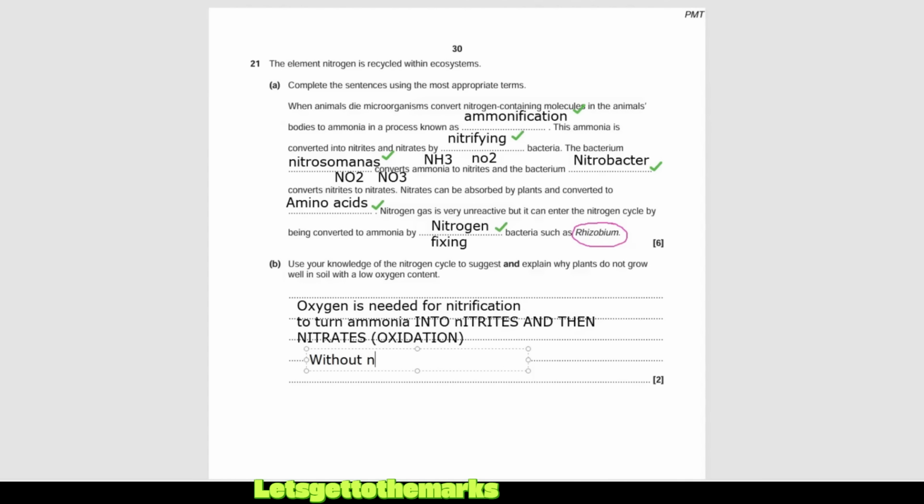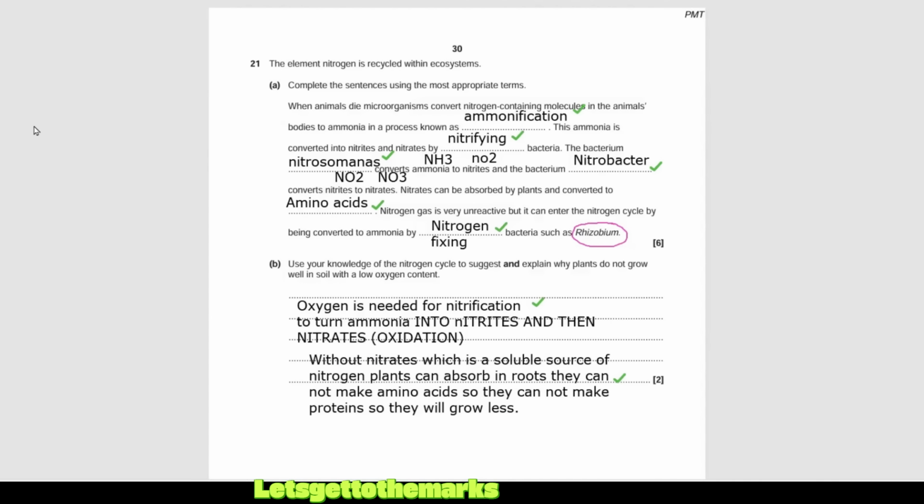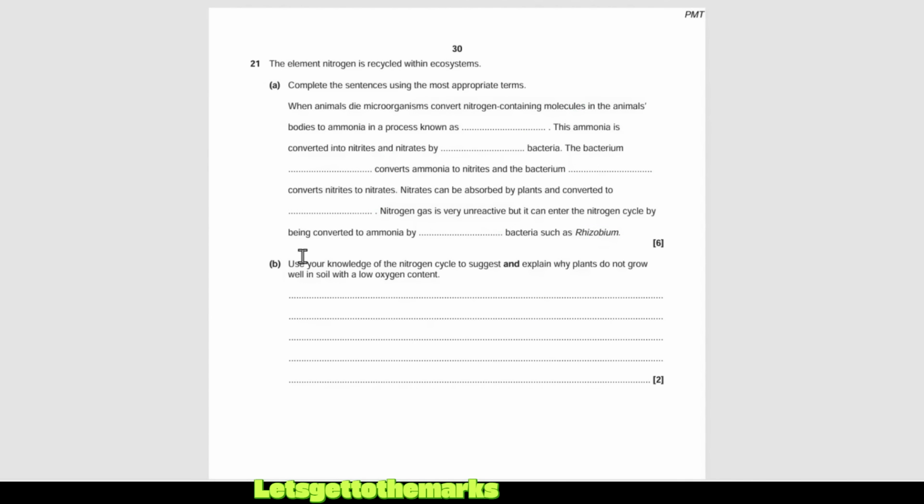Without nitrates, which is a soluble source of nitrogen that plants can absorb in roots, they cannot make amino acids. They cannot make proteins, so they will grow less. So yeah, there we go. Basically, if you don't have oxygen, you can't do nitrification. That's a mark. And without nitrates, you can't make proteins, so you can't grow.